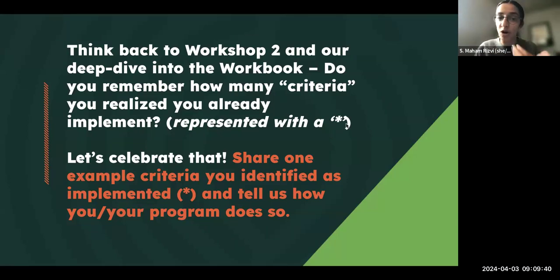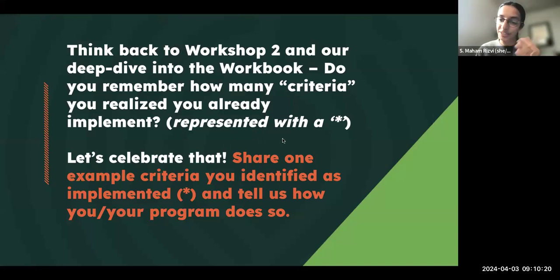If it's something your program already implements, write an asterisk. If it's something that's not relevant to your program, write an X. And if it's something that you feel aligned with, but your program does not do yet currently, represent it with an exclamation point. I'm just sharing this to help refresh our memories since it's been a couple weeks. But what I'm interested to know is, do you remember how many criteria you realized that you already implement, you already exhibit in your programs? That's what I'd love to know.